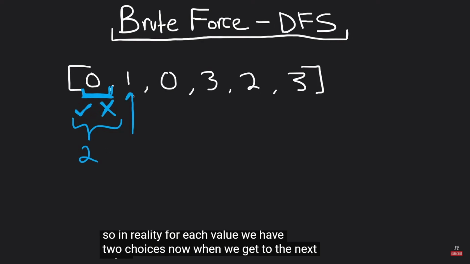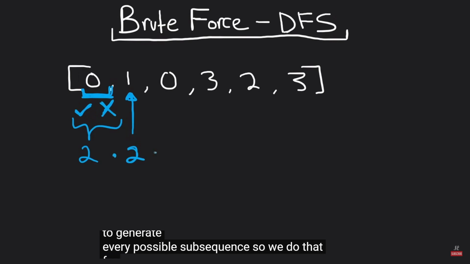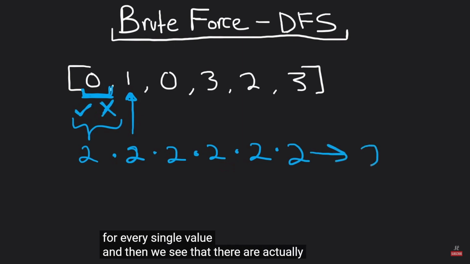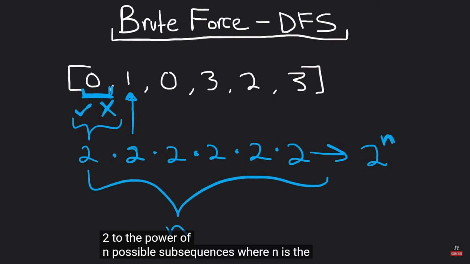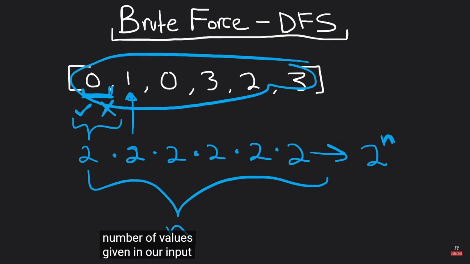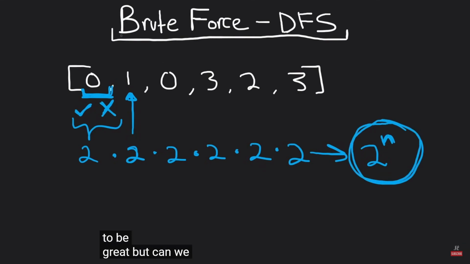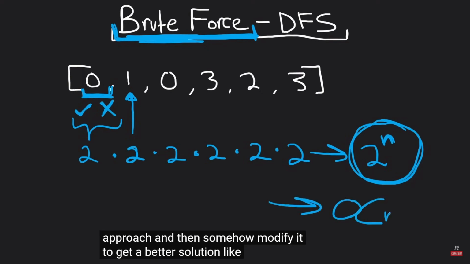Now, when we get to the next value, we also have a choice. Are we including it or not? So again, we have two choices if we want to generate every possible subsequence. We do that for every single value, and then we see that there are actually 2 to the power of n possible subsequences, where n is the number of values given in our input array. So already you can see the time complexity is not going to be great, but can we take this brute force approach and somehow modify it to get a better solution like n squared?